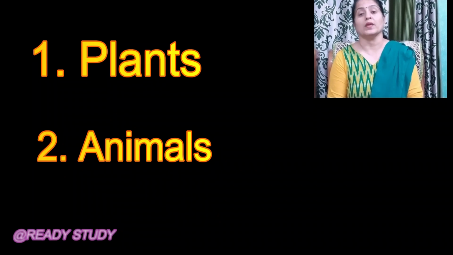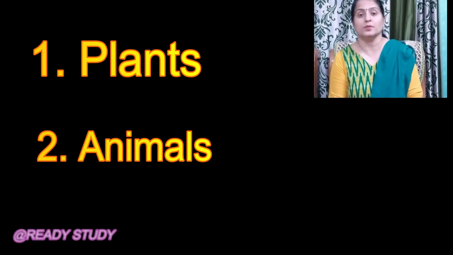From the plants we get fruits, vegetables, cereals, pulses and many other things, tea, coffee, etc. And from animals we get milk, butter, cheese, paneer, ghee, meat, eggs, all are animal products.